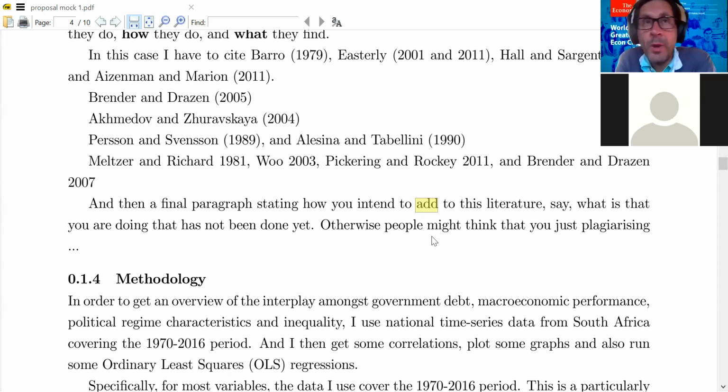Is it your research question? Is it slightly different than the previous papers? Is it the data that is different? The method is probably not going to be different, but is it the data? You are using a different variable that captures something better? You have to tell us how you are adding to this literature, because otherwise people will think that you are just plagiarizing, that you are essentially replicating a paper which already exists, and that is plagiarism.